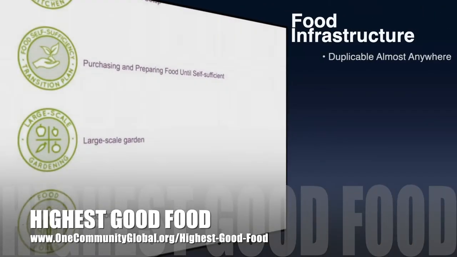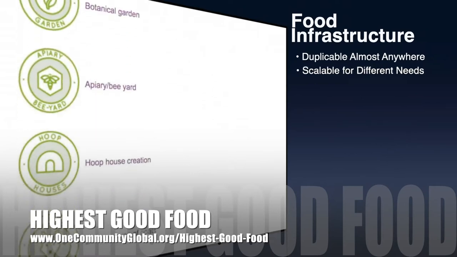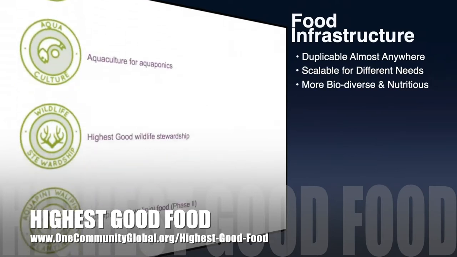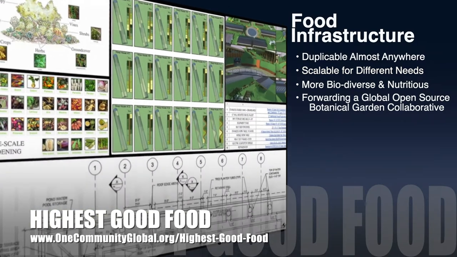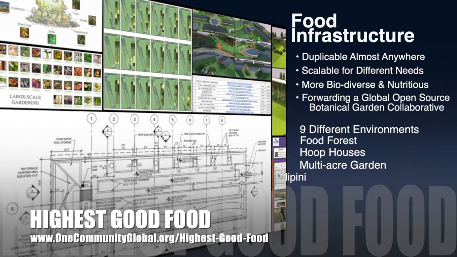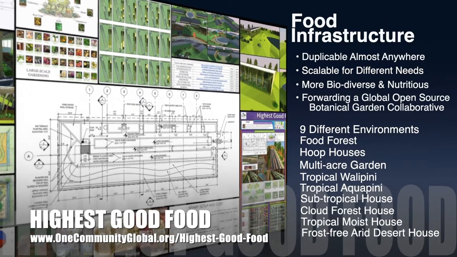One Community's approach to highest good food is duplicable almost anywhere, scalable for different needs, more biodiverse and nutritious, part of forwarding a global open-source botanical garden collaborative, and includes 9 different free, shared, and duplicable growing environments.